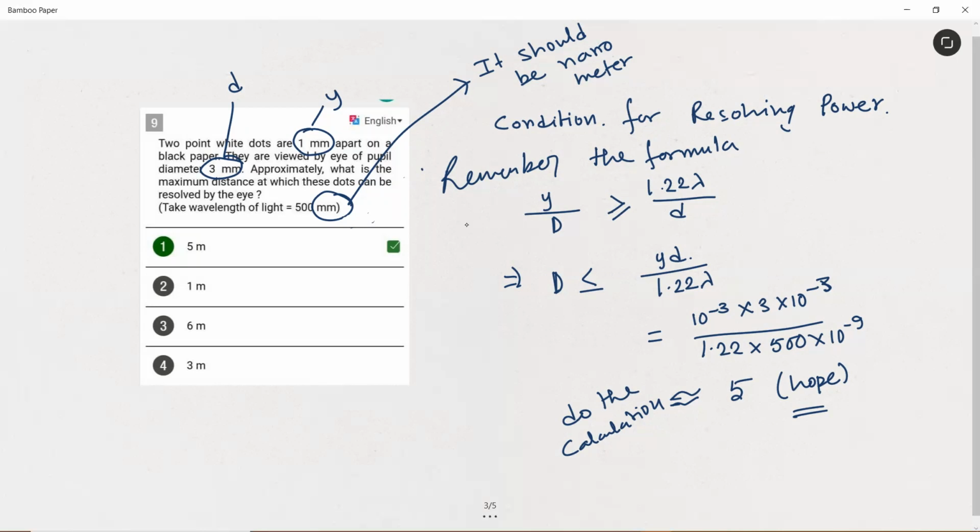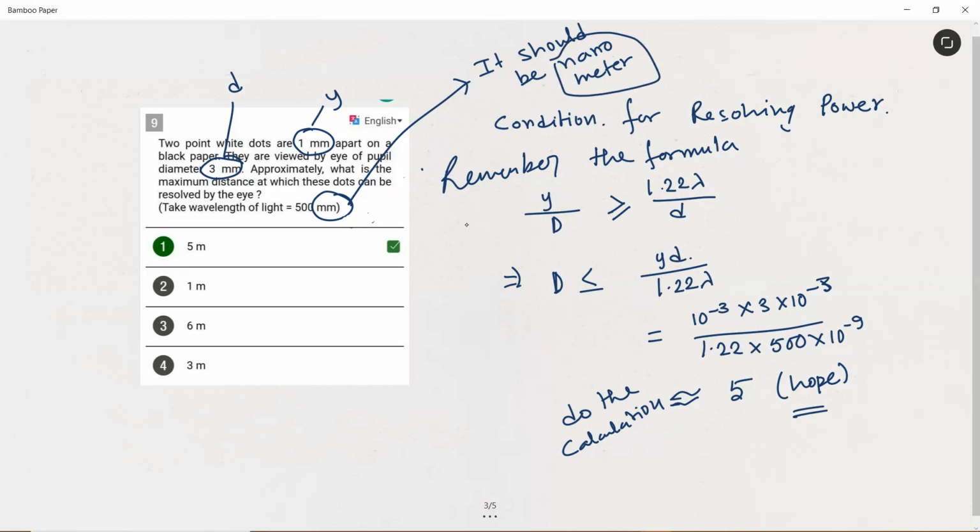Approximately, what is the maximum distance that we have to find out at which these dots can be resolved by the eye? The wavelength given here, in the question it was written 500 millimeter, but I think it must be nanometer. Visible light's wavelength range is in the nanometer scale. So 500 nanometers or 5000 angstrom. I have chosen this problem, but I use nanometer as the scaling.